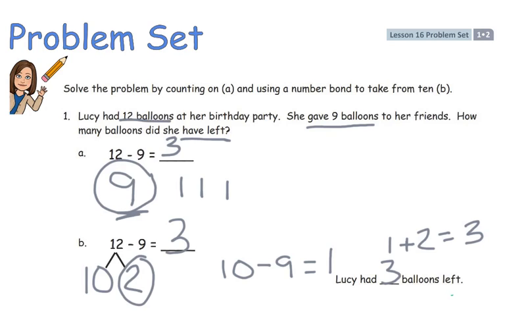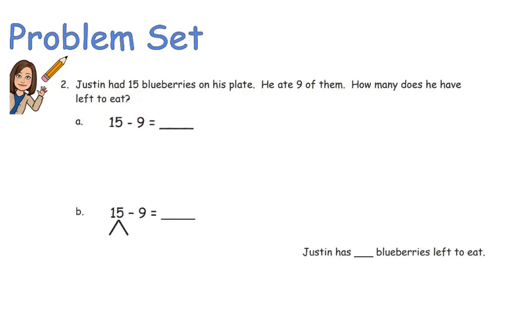So this is just practicing 2 strategies, okay? Let's do the next one together as well. This one says, Justin had 15 blueberries on his plate. So we're going to underline 15 blueberries. Then it says he ate 9 of them. Underline, 8, 9. How many does he have left to eat? Have left to eat is important. That's our clue.